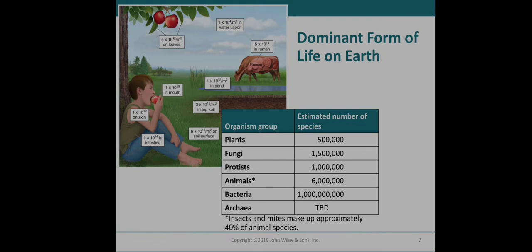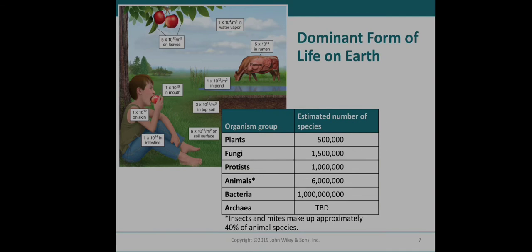So here is a rough estimate of the amount of bacteria that we have. We have bacteria present in the water vapor, in the clouds. We have those on the surface of the leaves of the plants. We have them in our mouth, on our skin, in our intestines, on the surface of the soil, even in the rumen of the grazing animals, in the ponds, rivers, and waters.